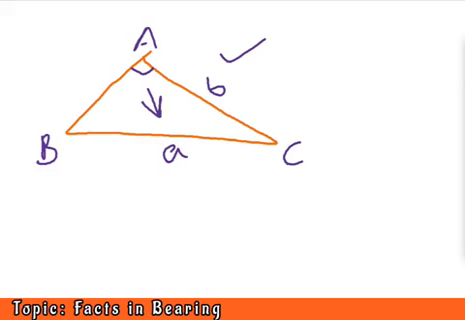Thirdly, when you are given two angles and one side opposite one of the given angles. So if you are given two angles also, and then you are given one side which is opposite the given angle, you can also make use of sine rule for such a question.